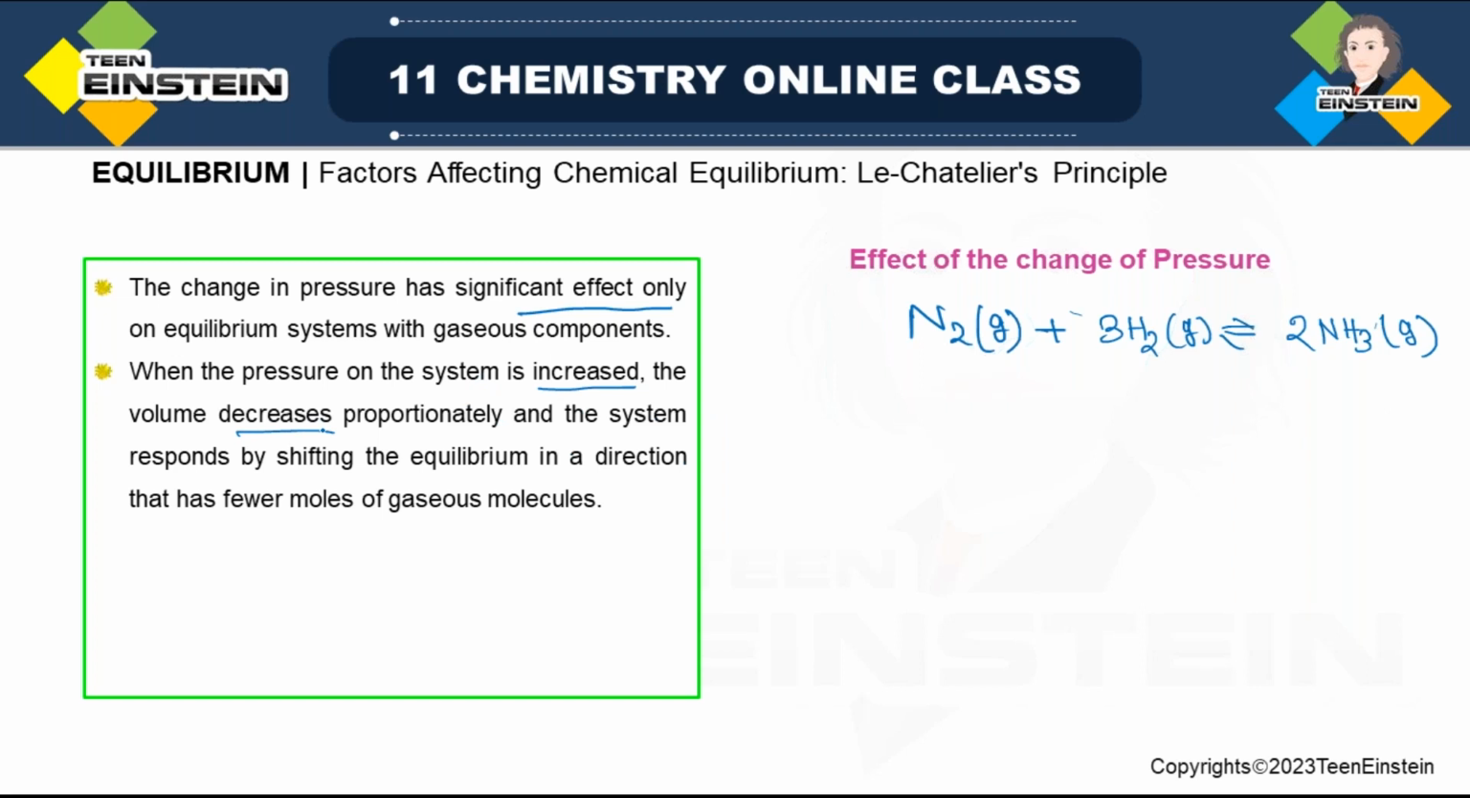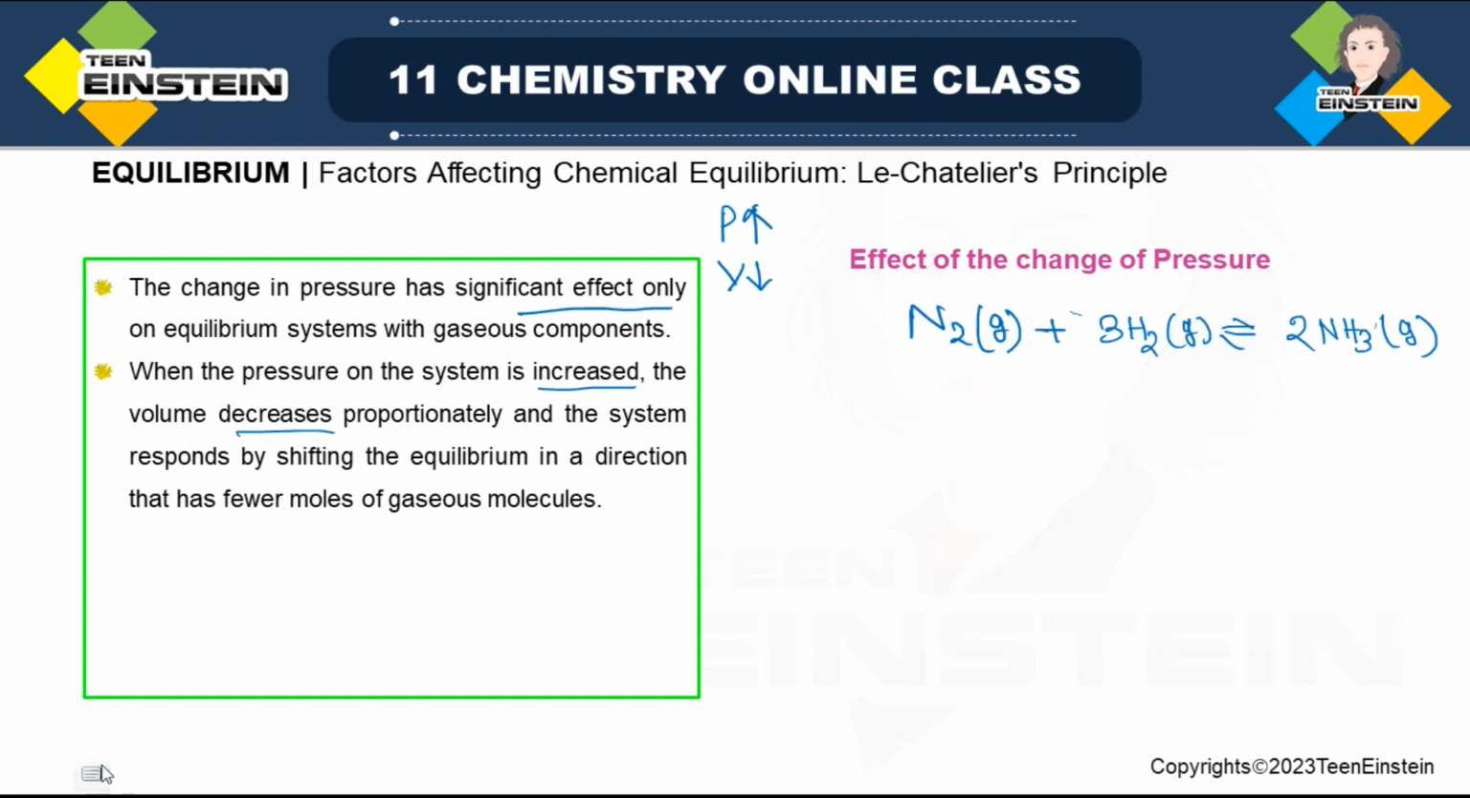That is according to Boyle's law. So here we will consider as if all of them are behaving ideally. Under that condition, from Boyle's law, we know when we increase the pressure, volume is basically decreased, right? So when volume is decreased proportionately, then what will happen? The system will move towards that direction where volume is less.